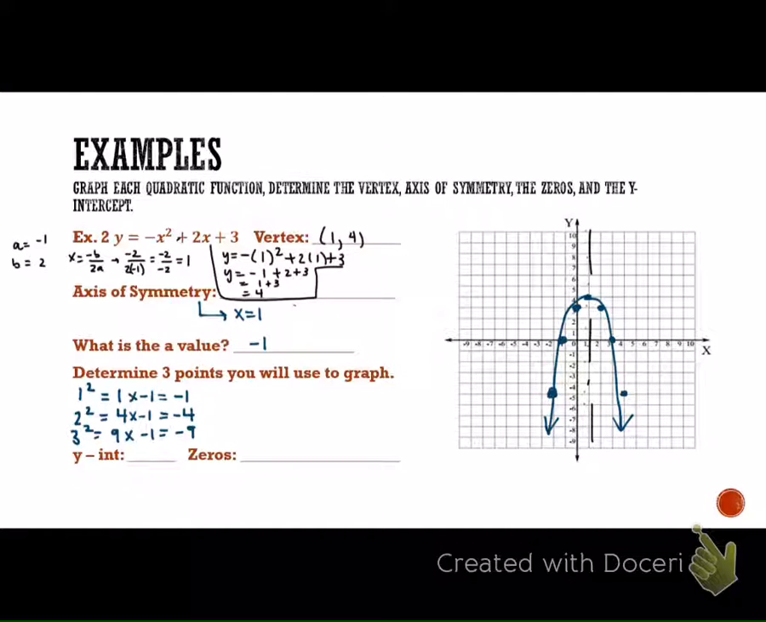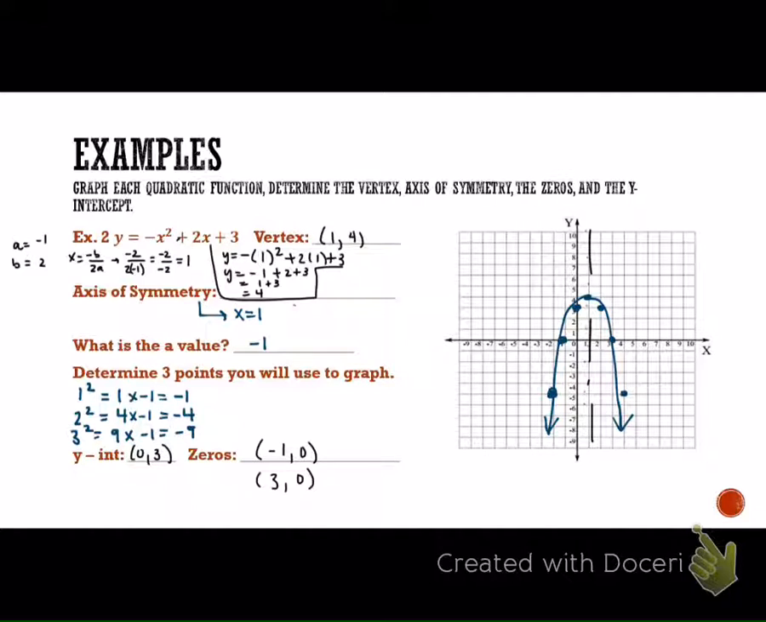Avery, where am I crossing the y-axis, the y-intercept? Perfect. Jacob, what are my zeros? 1 and 3. Be careful, it's not 1, it's... Oh, you're really close. Negative 1. There you go. Negative 1, 0, and 3, 0. It's actually crossing at the points. So what questions do you guys have on that one?